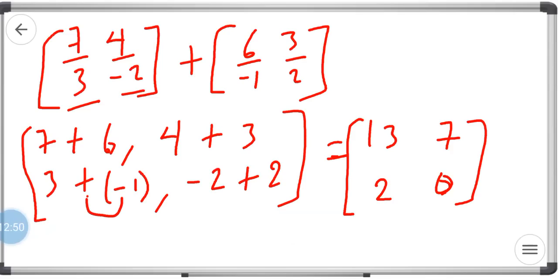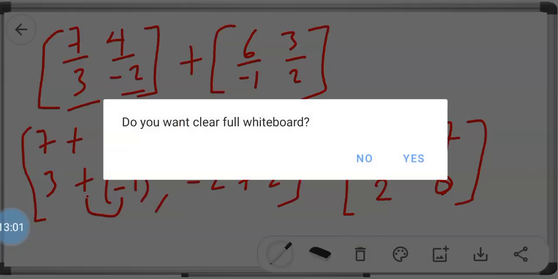Very soon we will consider subtraction, but now we are considering addition. So let's consider another question still under addition of matrices. So question 2 now.